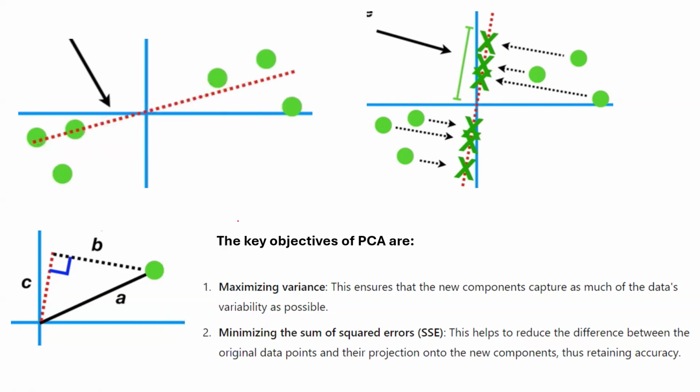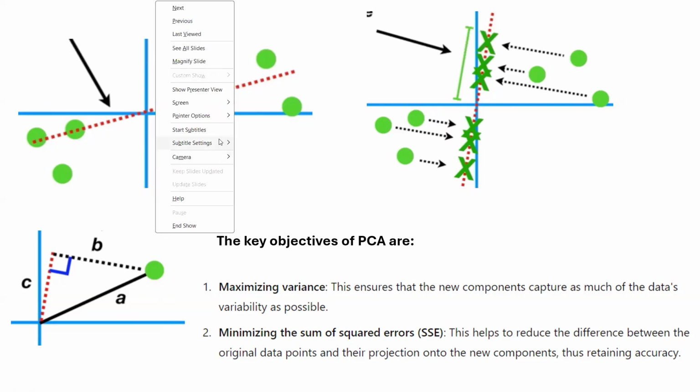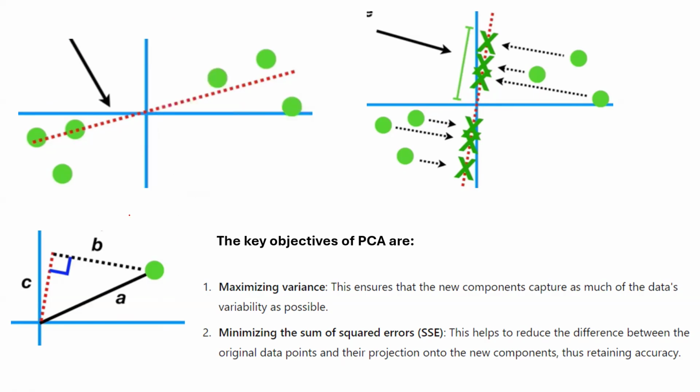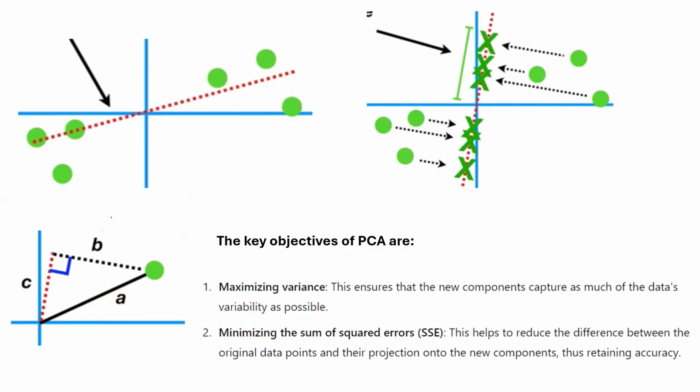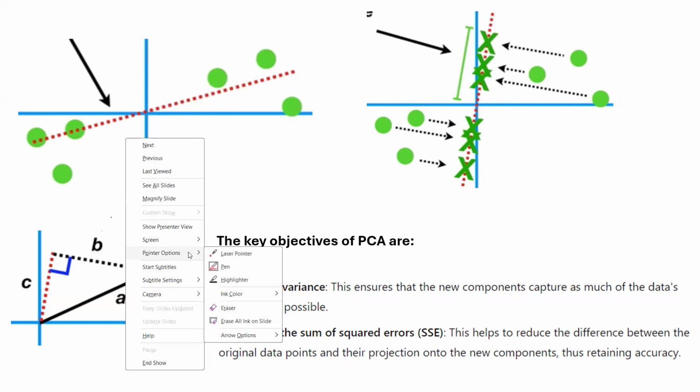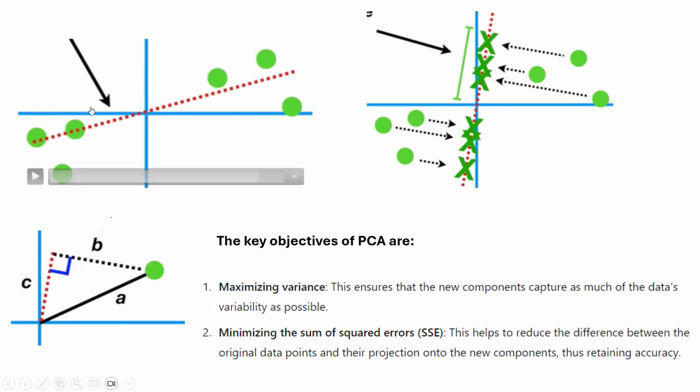Leave behind variance and all that stuff. Which line do you think is the best representation of this particular data set? Is it this line or some other line? Yeah, this line, because it touches most of the points. The points are closer to the line. So this is one of those lines, right?